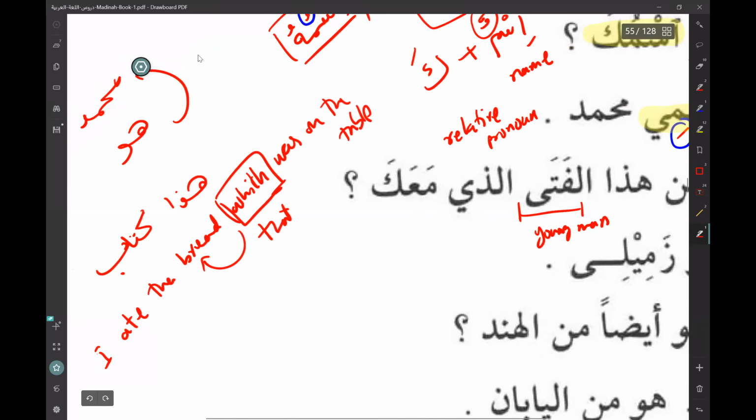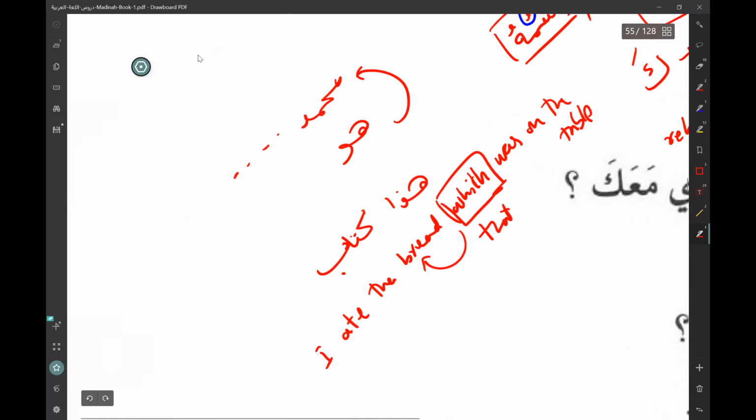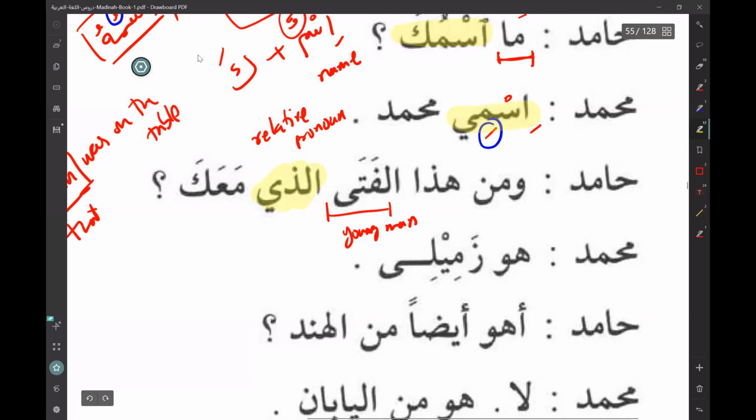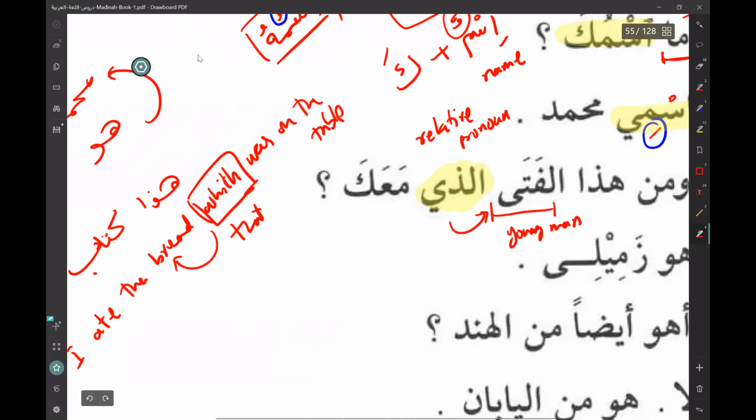So just like we have hada and hadihi, we have relative pronoun for masculine and feminine as well. The one that we have right now, alladhi, okay, this is for masculine singular. Inshallah, we'll see other ones later. So this alladhi is just simply referring to the noun that is before it. So which one? Al-fata.